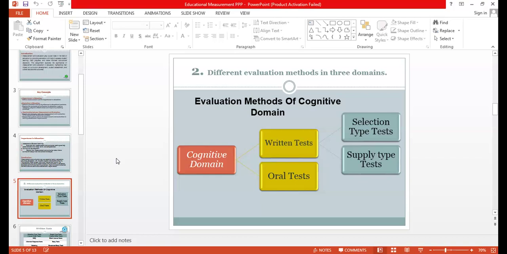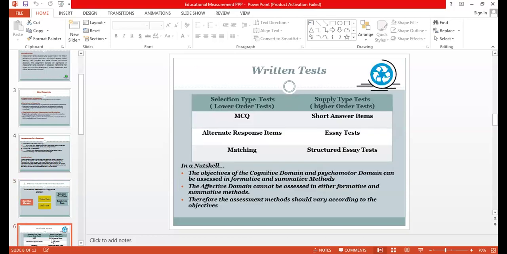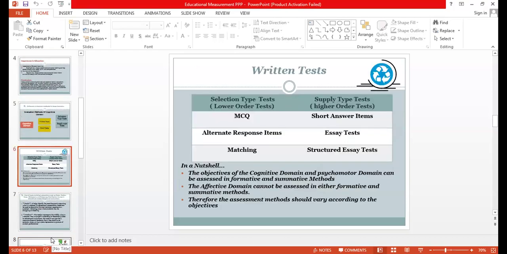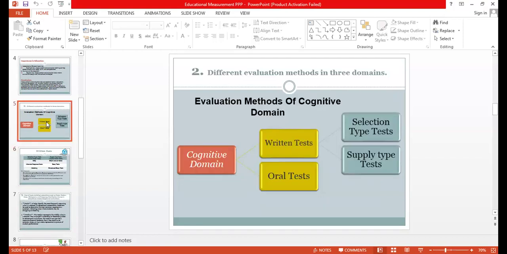There are 2 types of assessment in the cognitive domain: formative and summative. Formative assessment means during the lesson, the teacher can ask questions, and the teacher can evaluate the child. In summative assessment, the teacher can assess the child after the lesson, whether they have understood. The teacher can group the children, and the teacher can ask questions after the lesson.